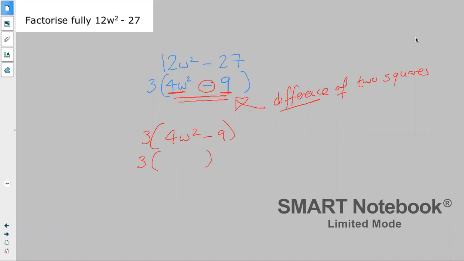So it factorizes into 2 brackets. I give it with the square root of each of the terms, and it's going to be 2w add 3 and 2w take 3 away.